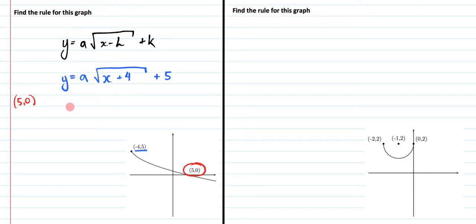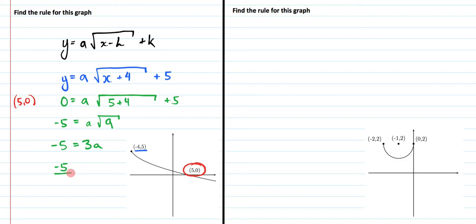So then we come here, this will be 0 equals a, the square root of 5 plus 4, plus 5. I'll minus 5 from both sides and be left with a, the square root of 9, which is going to be minus 5 equals 3a. So I'm going to get minus 5 over 3 equals a. And that will be my a value. So to get my final answer, I would simply put this into that spot.